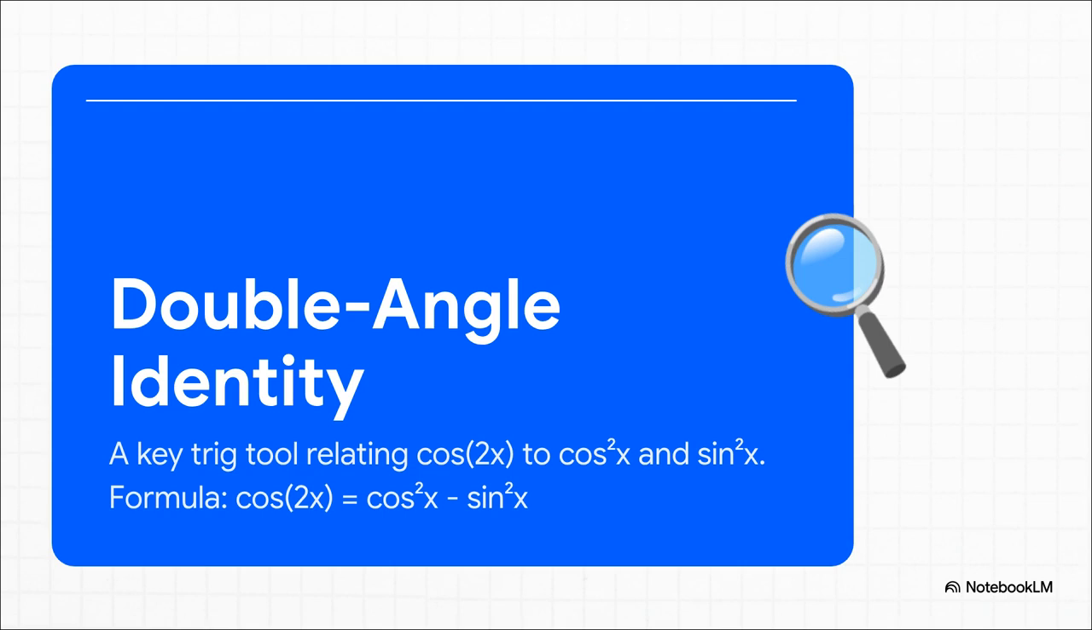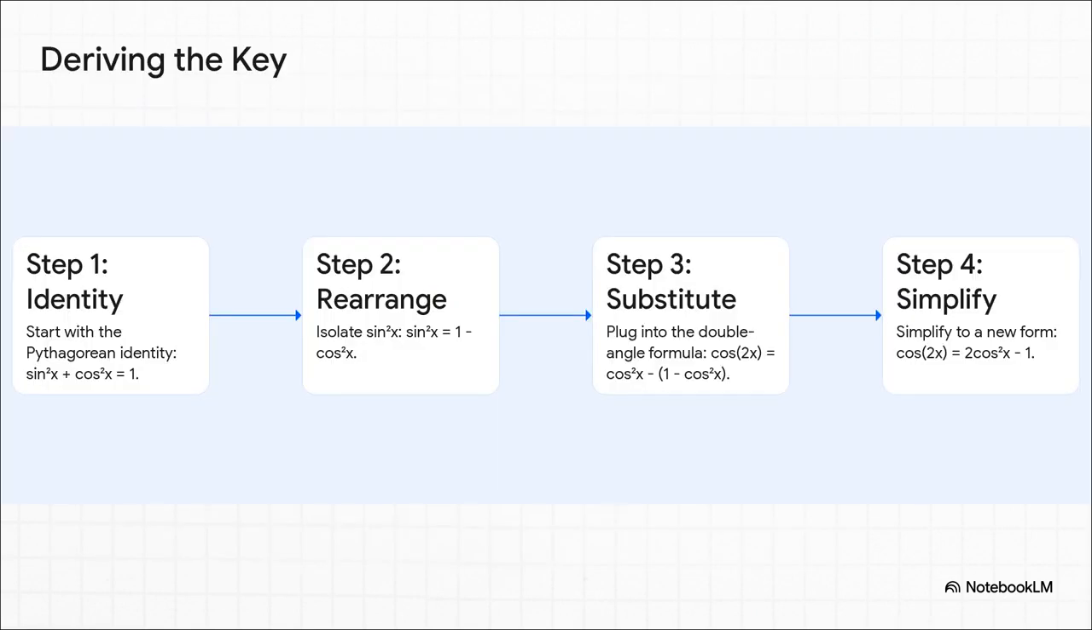It's the double angle identity for cosine. This is a big one from trig, right? It says that the cosine of 2x is equal to cosine squared of x minus sine squared of x. This is where it all begins. So let's see how this key is actually made.